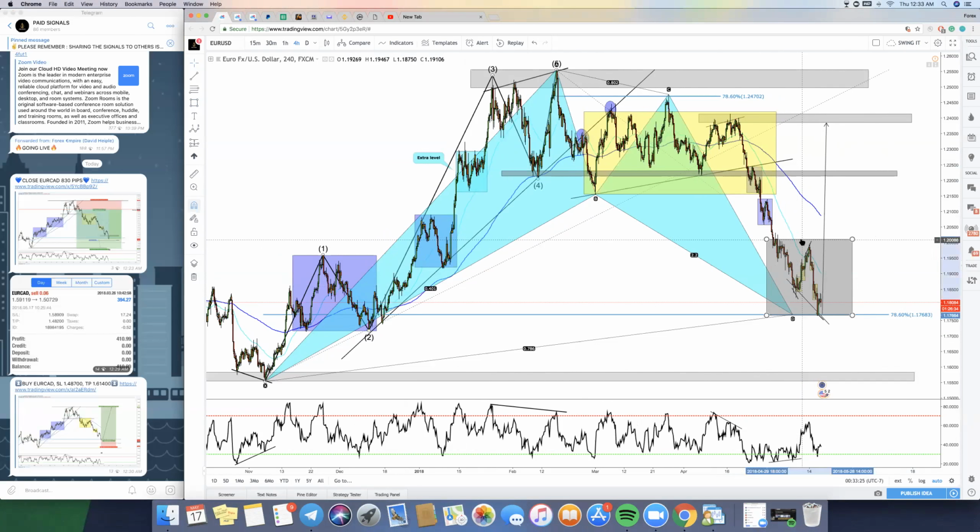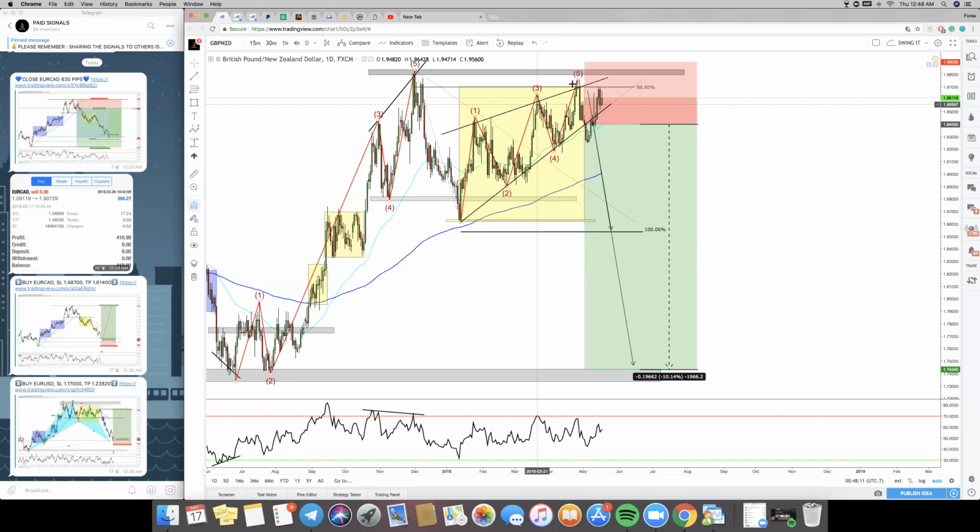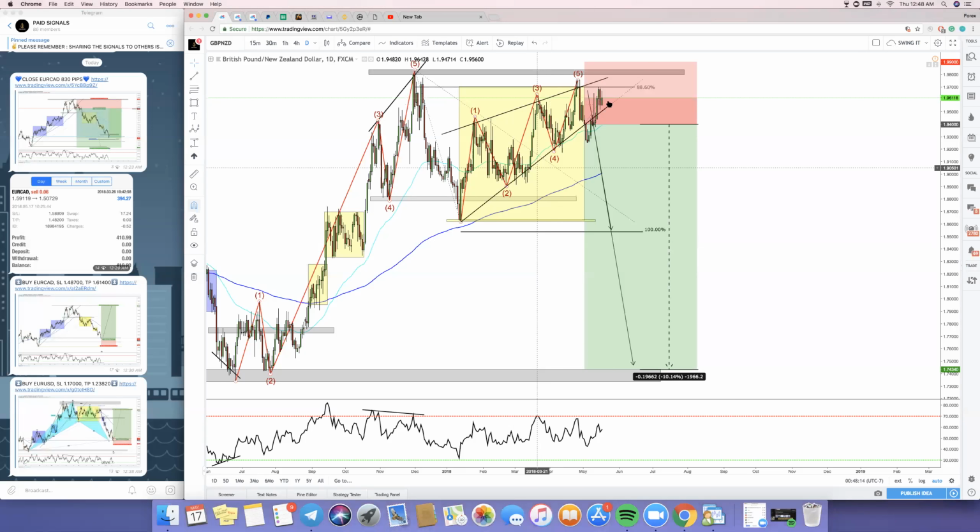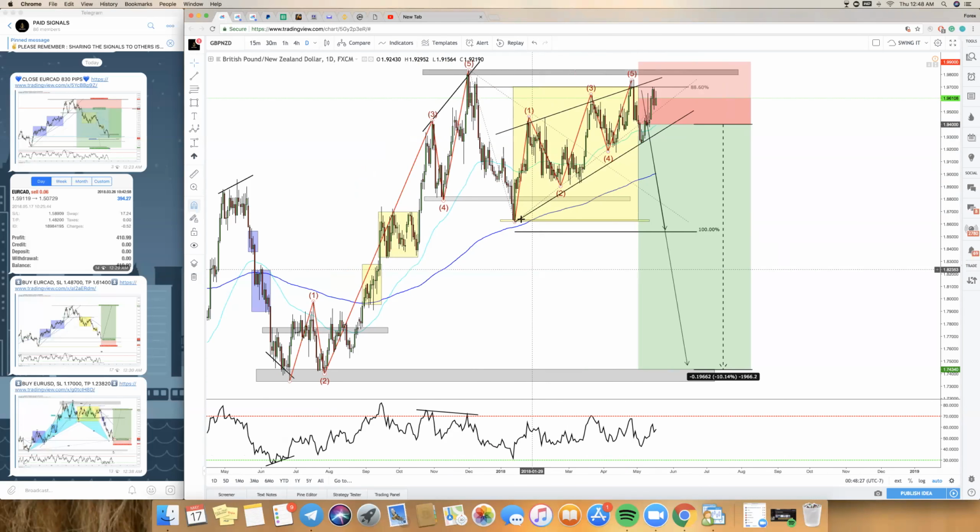So each time it goes 61.8, 78.6, 88.6. So we'll see how it really plays out. But overall, I kind of see that the price is like a bearish wedge. So we'll see how it plays out.